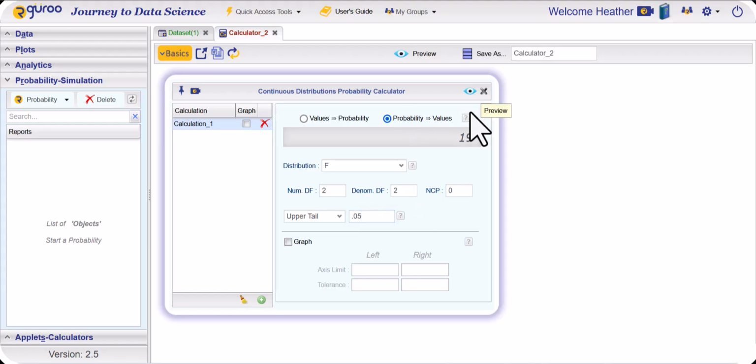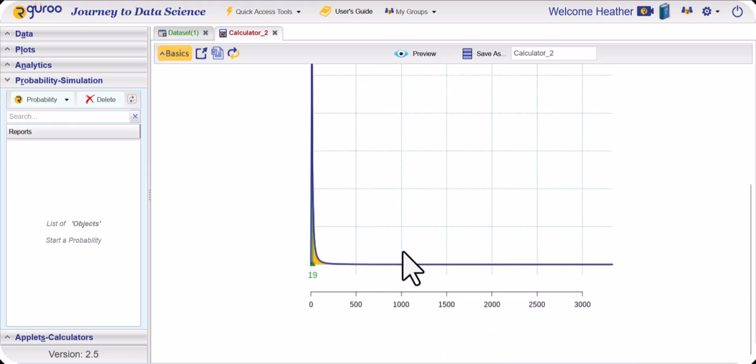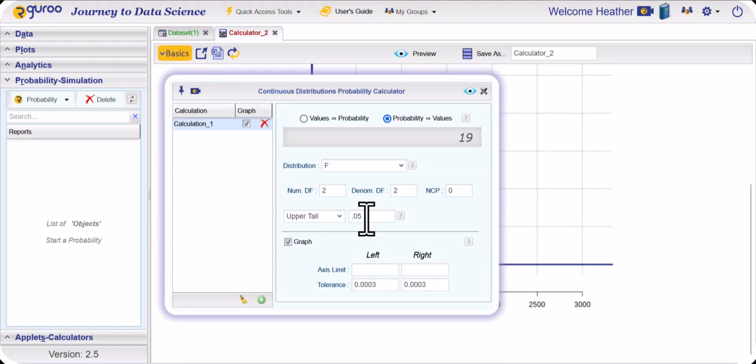So we can hit the eyeball and notice the critical value is 19. But I also like to select the graph icon. Let's see what happens if we do that. When we do that, we get this picture. Now, I don't need this graph to go all the way up to 3,000. So I could just have it go up to, let's say, 50. Down here under axis limit, I'm going to go from 0 to 50. And then I'm going to look at it again.